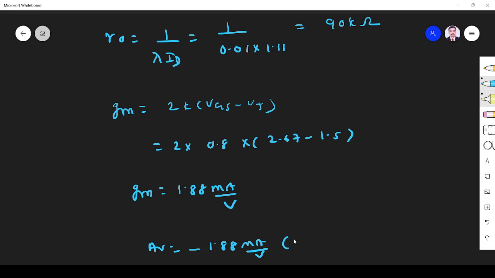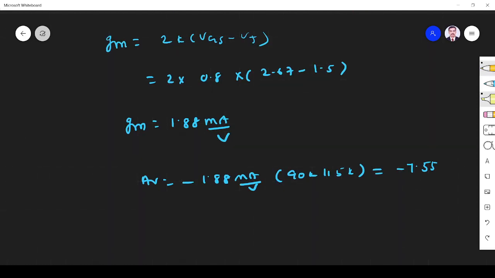times r0 of 90K parallel RD of 5K. If you simplify, what you get is minus 1.55. So this is the small signal voltage gain. What is this minus? There is a 180-degree phase shift between input and output. So this is the answer.